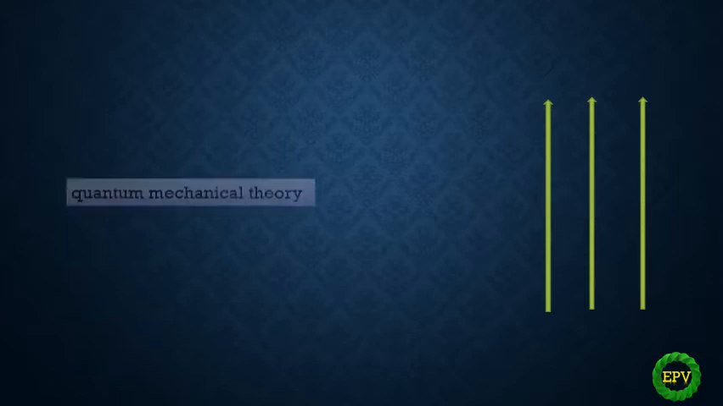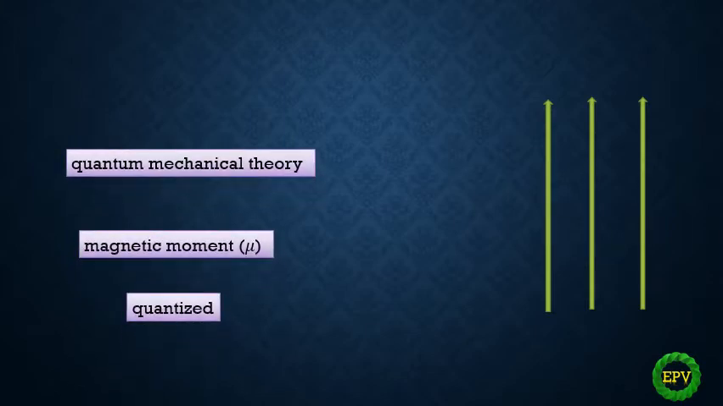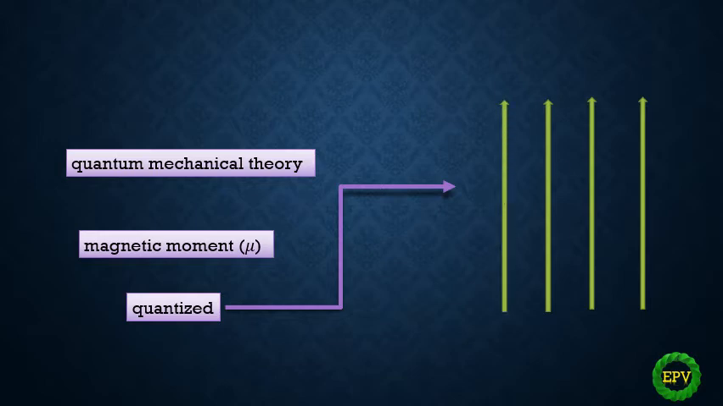In quantum mechanical theory, the magnetic moment, represented by the letter mu, is quantized. Quantized means it can align in particular directions with respect to the applied magnetic field. It cannot orient in all directions as in the case of classical theory.